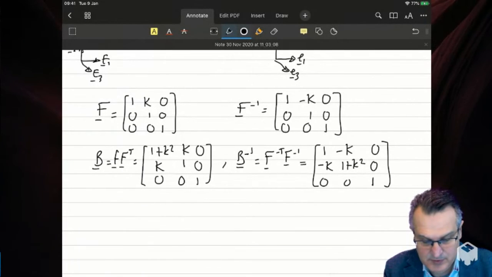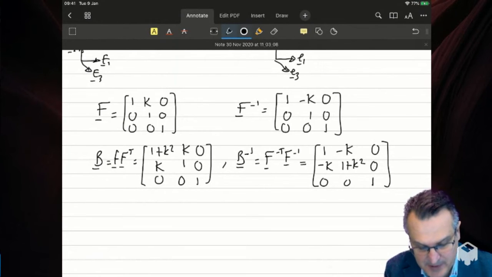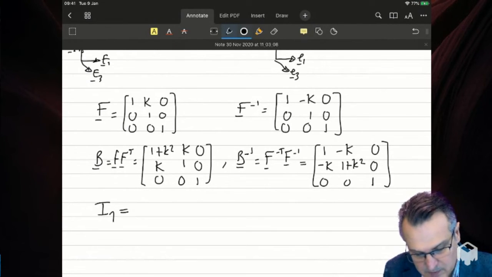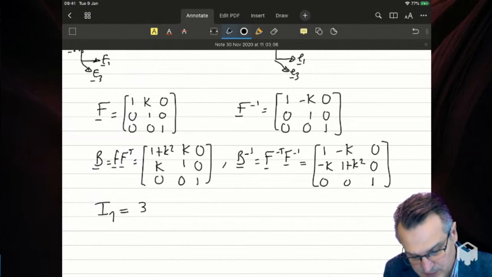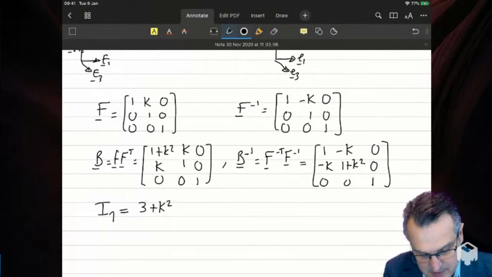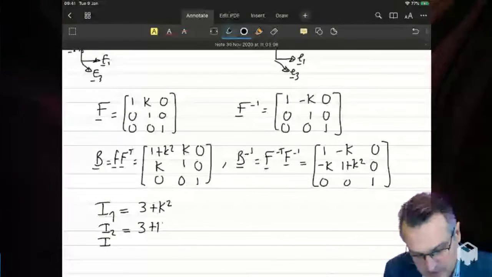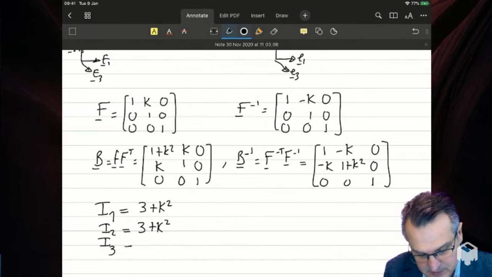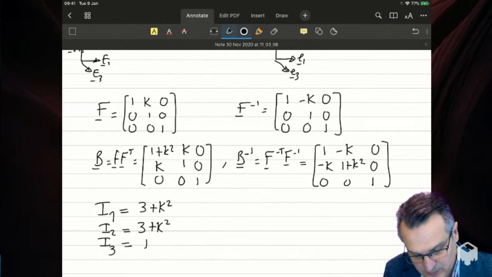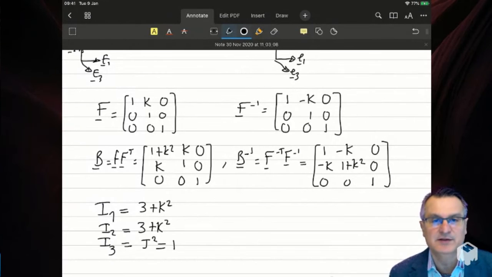And you notice that I1, trace of B, trace of C is 3 plus k squared. I2, I think we've done it earlier. Yeah, it's also 3 plus k squared. And I3 is the determinant of F squared, which is 1. So I3 is 1. It's isochoric. Simple shear is isochoric. There's no change in volume. So simple shear is compatible with incompressibility.